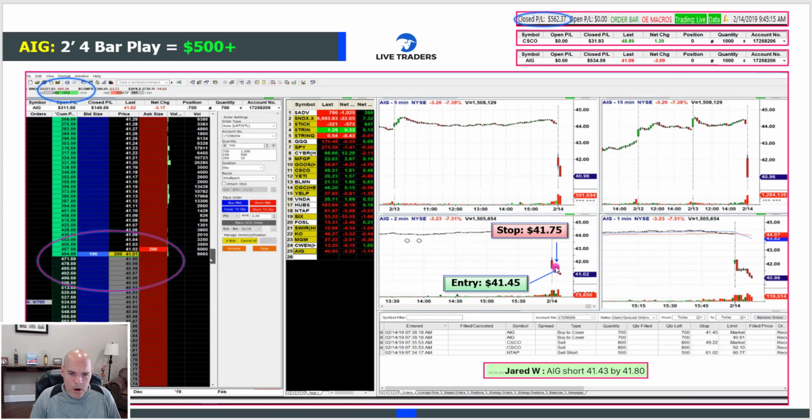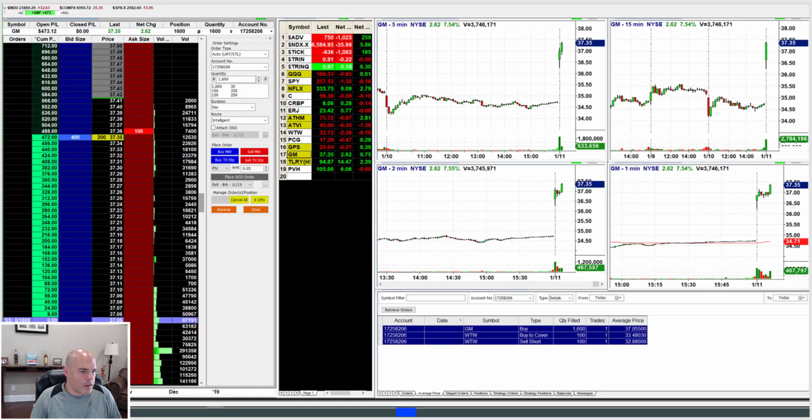Wide bar, 2 narrow bars, drop. Beautiful. Take a look at another one. Here's one on General Motors, GM. 2 minute chart. Wide bar, 2 narrow bars, blast off. We got in GM at just over $37, $37.05. Stop loss was down here right around $36.70. So we're looking at maybe a 30-cent stop loss.